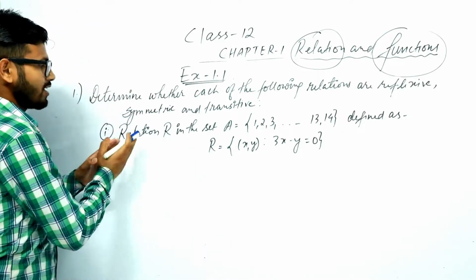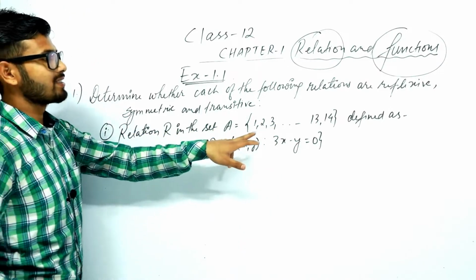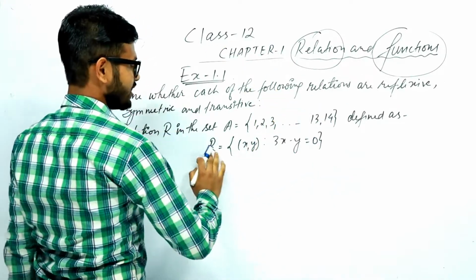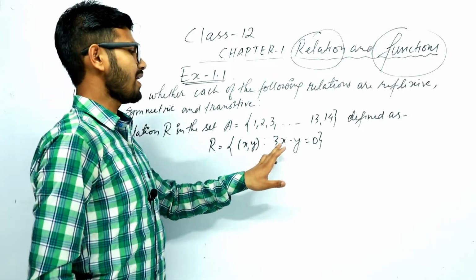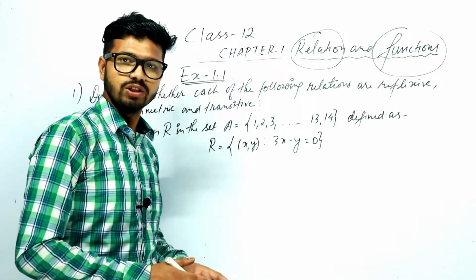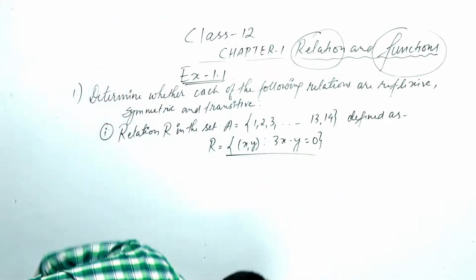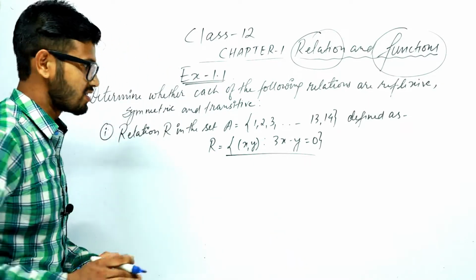The first question is given: relations are in the set A, where the set A has the following elements 1, 2, 3, 4, 5, 6, 7, 8, 9, 13, 14. The relation is defined as R = {(x, y)}, where 3x minus y equals 0. So whatever value you put, it should satisfy this defined relation. So now let us proceed and see in which category it really falls under.